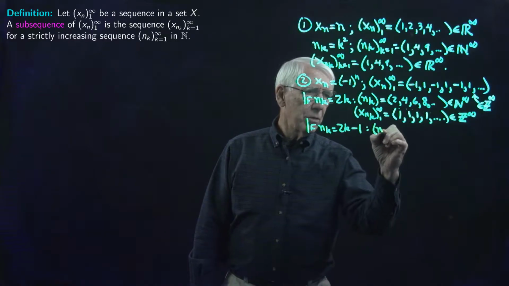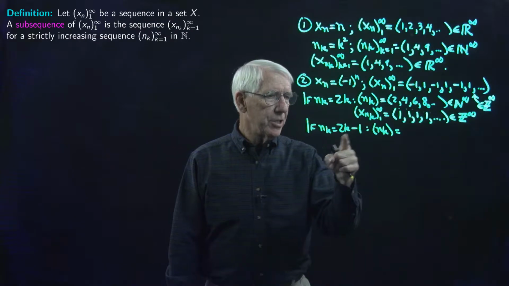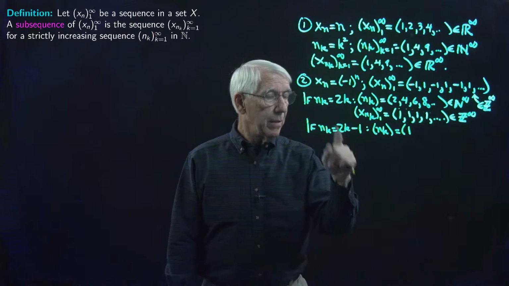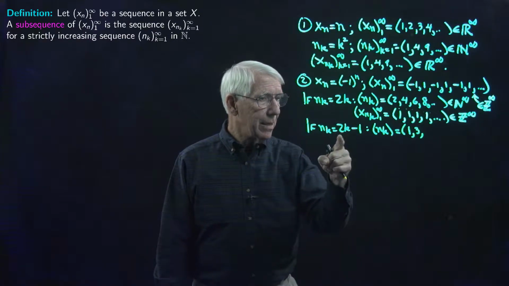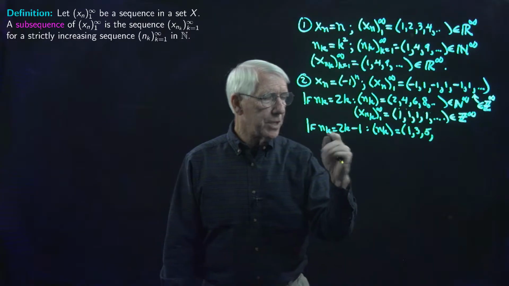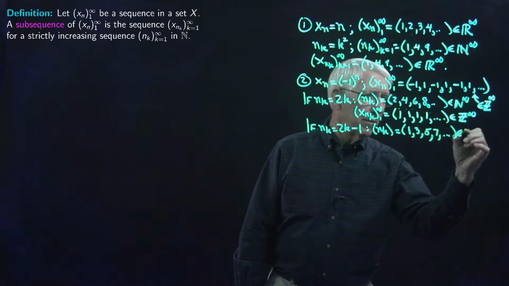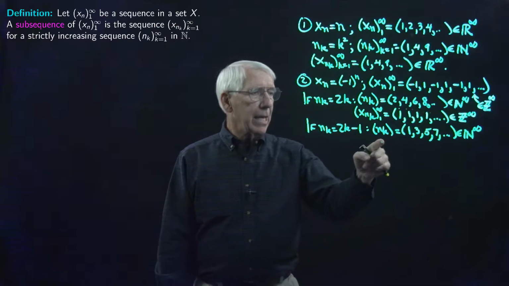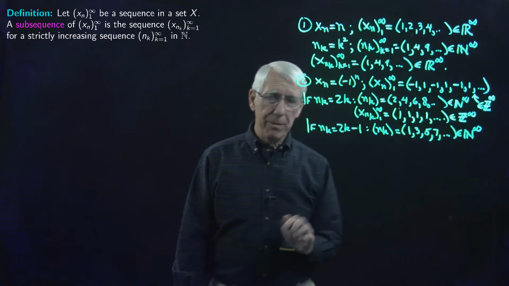Then the sequence nk starts when k is 1, this is 1. When k is 2, this is 3. When k is 3, this is 5. One more. When k is 4, this is 7. So now the sequence nk is the sequence consisting of the odd natural numbers.